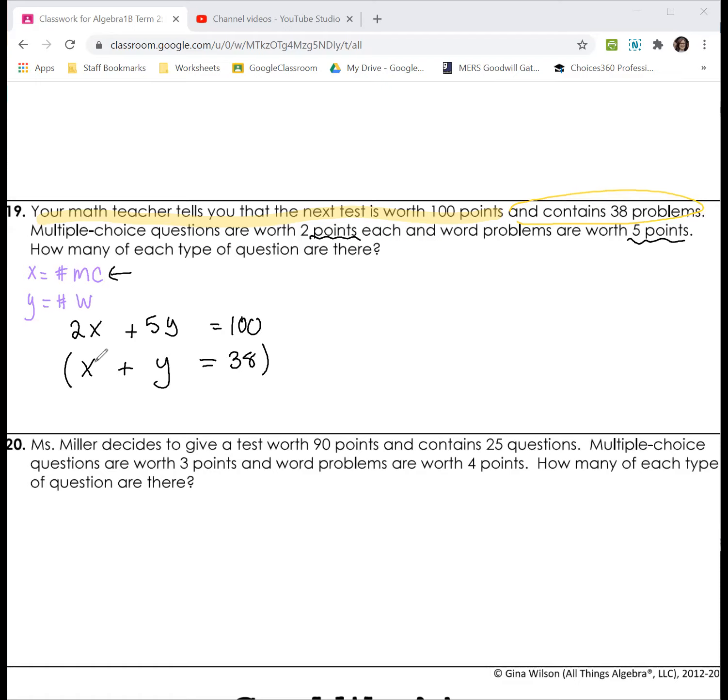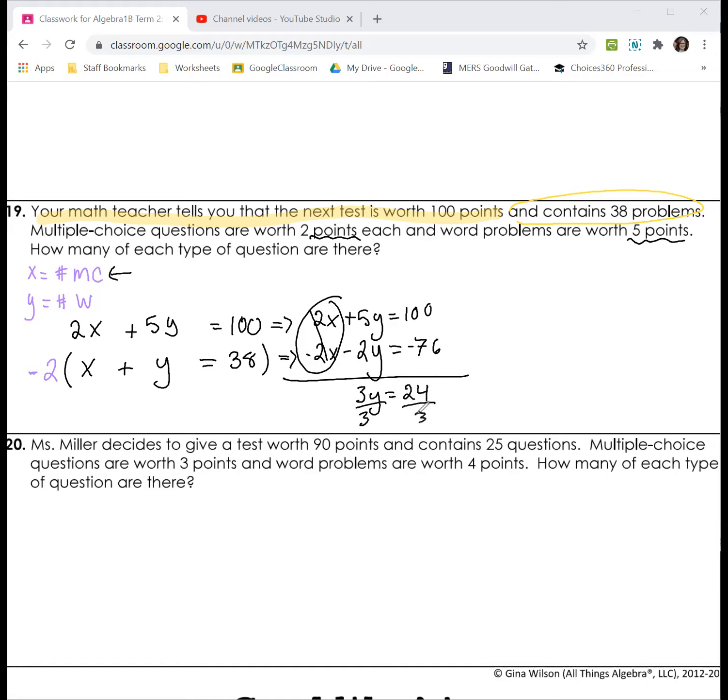So I've got 2x. So if I want to get rid of my x's, I have to multiply by 2. But I'm going to make sure it's a negative 2 because I always like to add them together. So I got 2x plus 5y equals 100. And then here I have negative 2x minus 2y equals negative 76, right? Thank you for catching me on that. All right, so these go away. I'm left with 3y equals 24. Oh, these are so much easier. No decimals, right? Okay, so y equals 8.